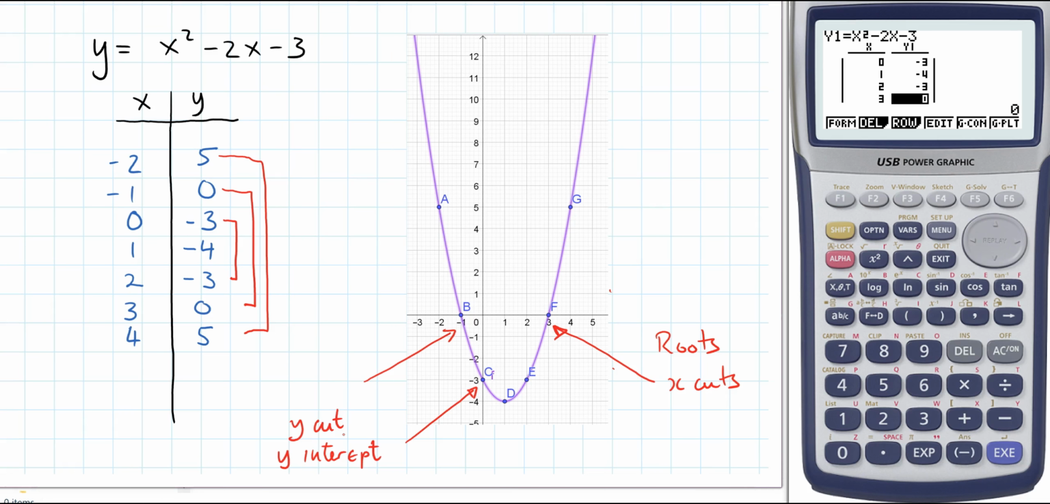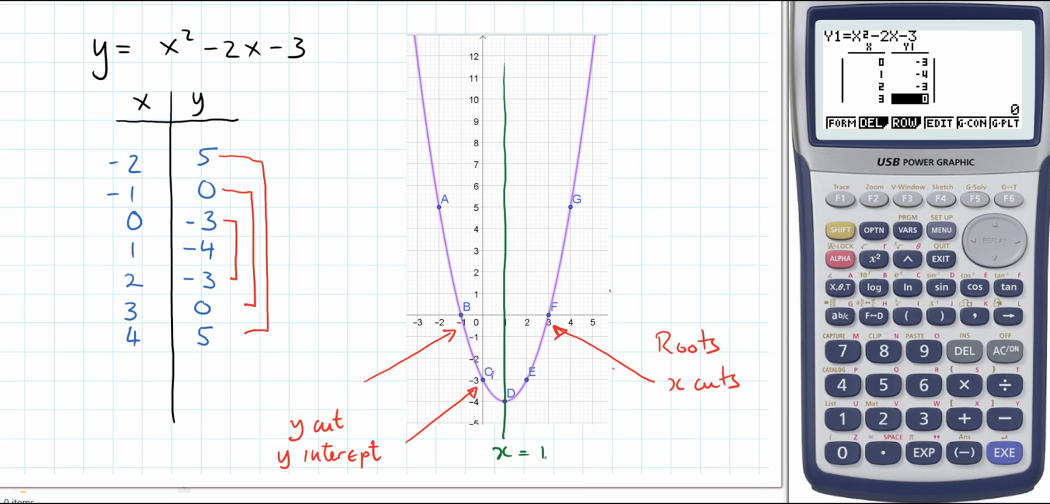Now, we remembered when we were drawing up these points that there was a line of symmetry that ran down the middle of the graph. The line of symmetry appears to run down here, down this line over here. This is the line x is equal to 1. And the graph is symmetrical around that line.